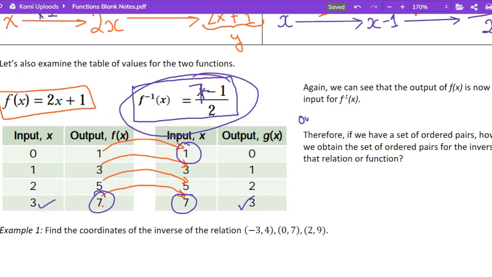Let's say that. Output of original function is the input of the inverse function.